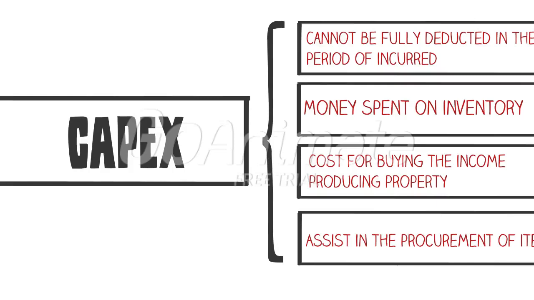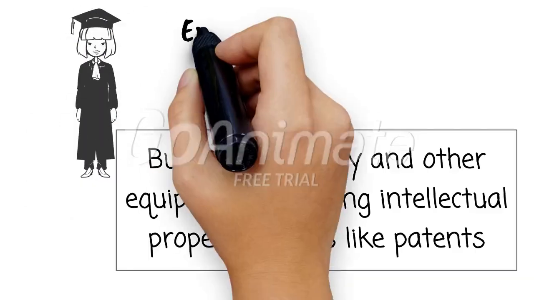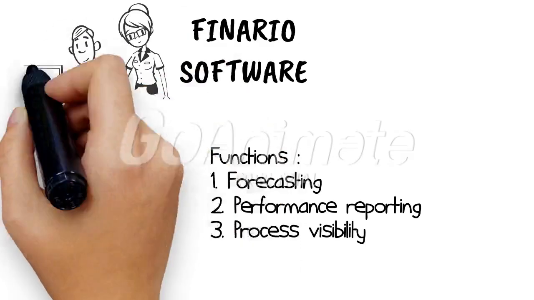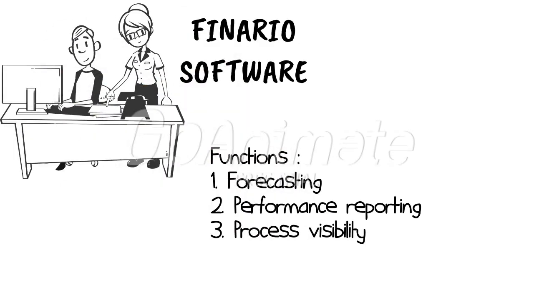It is the cost incurred for buying the income-producing property. It only assists in the procurement of the item. It takes a longer negotiation process. Examples of CapEx: buying machinery and other equipment, acquiring intellectual property assets like patents. Scenario software functions to keep an eye on the price with real-time reforecasting of project capital and total project spend in coming projects. It easily generates financial performance reports across the entire portfolio, a single project, or anywhere in between. It also can streamline and standardize your CapEx management process throughout the full capital project lifecycle.